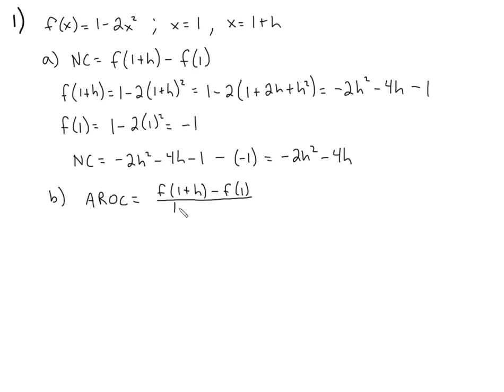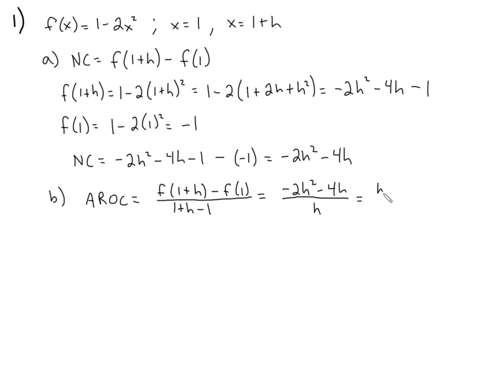Change in the x values would be 1 plus h minus 1. But remember that all that in the numerator is what we just found. So we can write that as minus 2h squared minus 4h, divided by, and then the 1's cancel in the denominator, you get an h there.